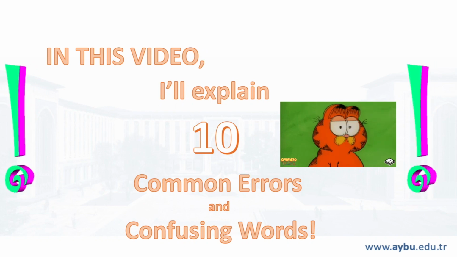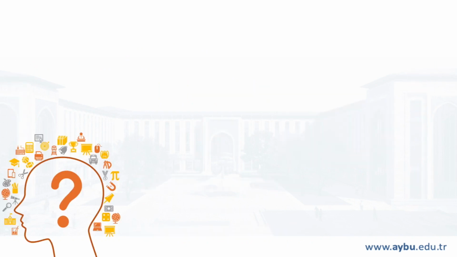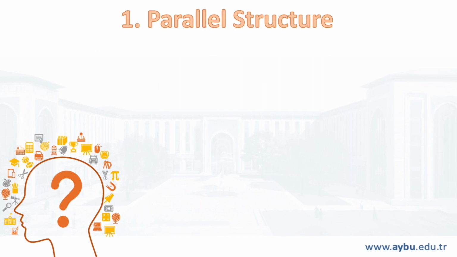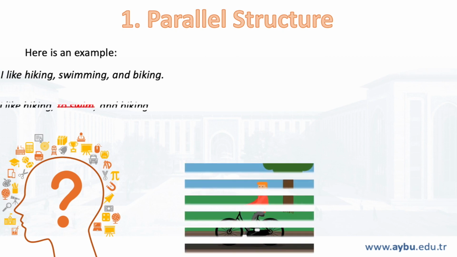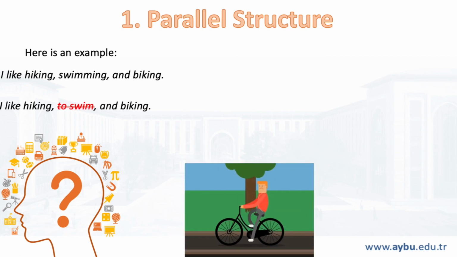I'd like to start with the most common error we as instructors encounter in the writing parts of your exam papers, which is parallel structure. Here's an example. I like hiking, swimming, and biking. I like hiking to swim and biking. Can you spot the mistake here?